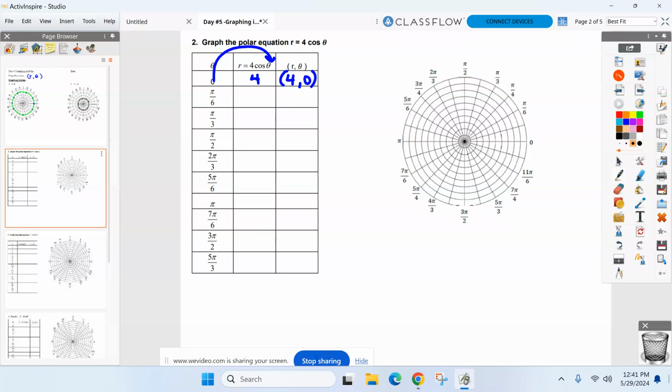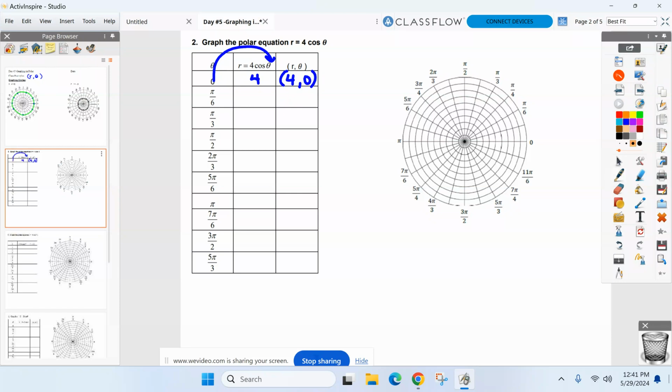Now, can we just make a quick decision? Do we want to fill in the table and then graph, or graph as we fill in? Fill in the table first. It doesn't matter to me. I guess we'll fill in the table and then we'll graph.